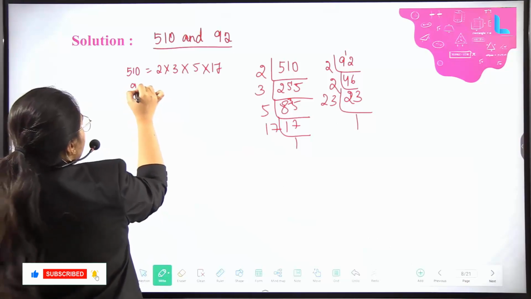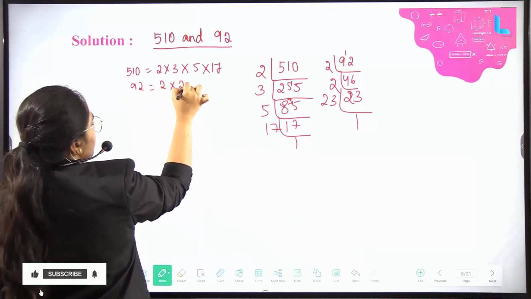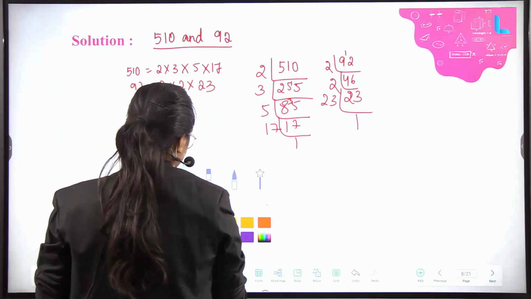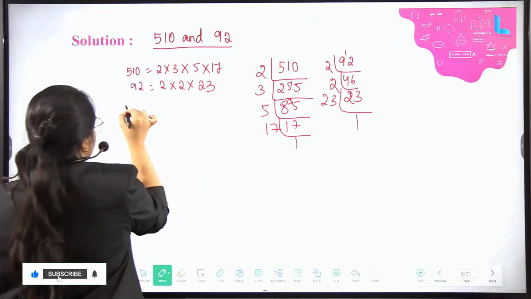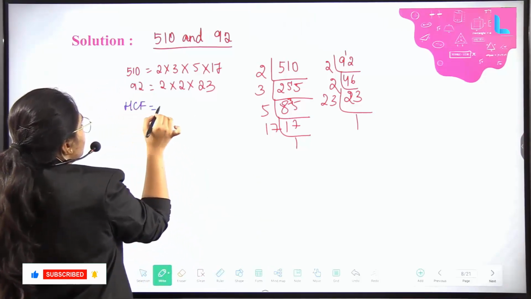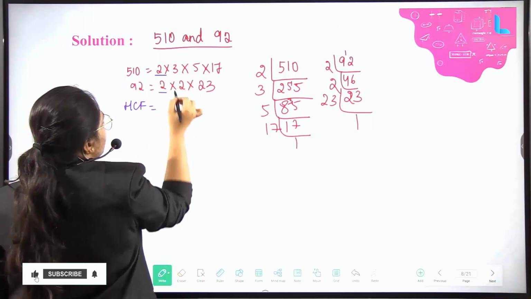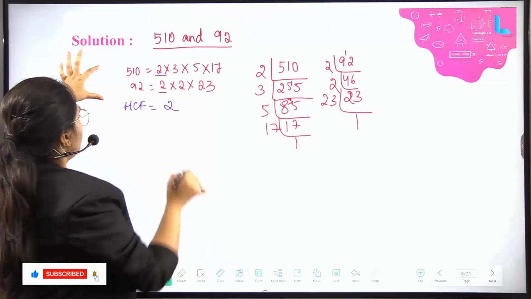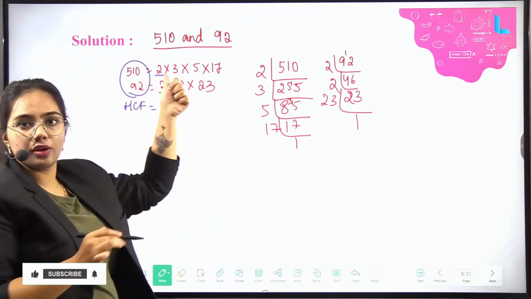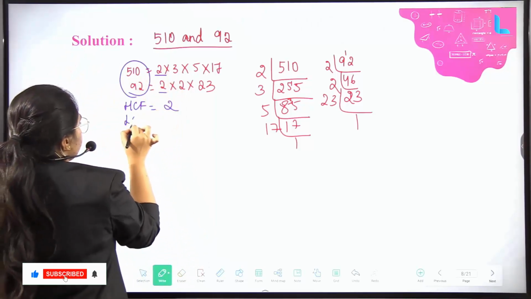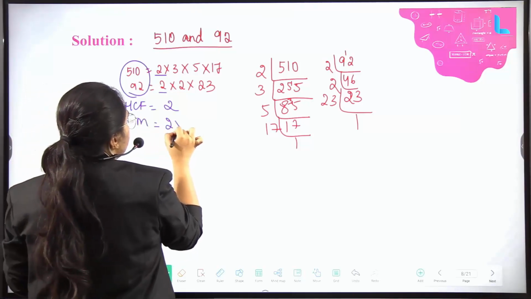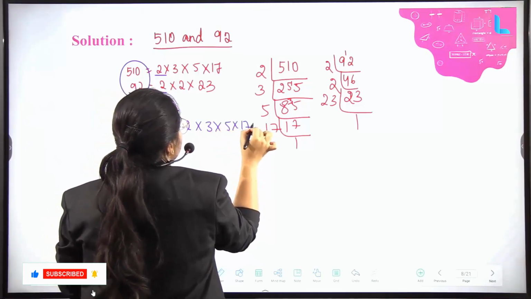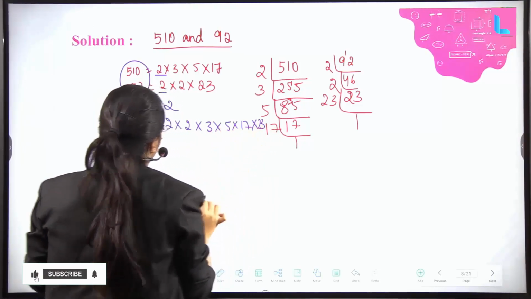You can write 92 as 2 into 2 into 23. And now to write HCF and LCM. HCF is equal to 2. There is no other common factor in the first part and the second part; in both the numbers, the only common factor is 2. And LCM is equal to 2 into 2 into 3 into 5 into 17 into 23.